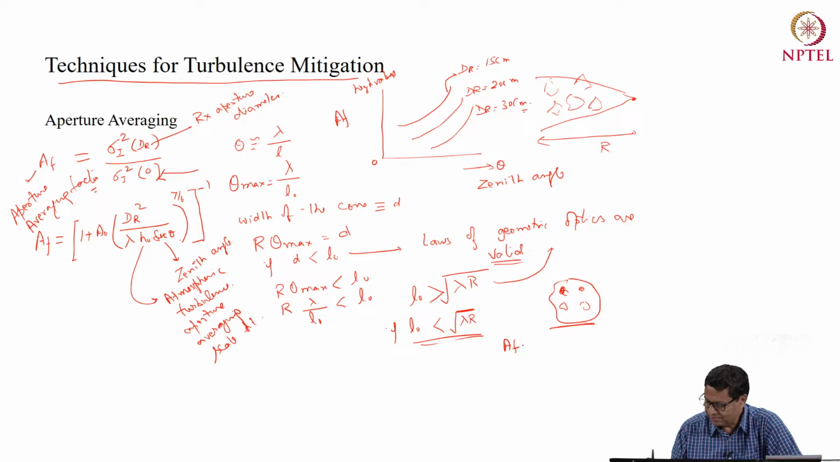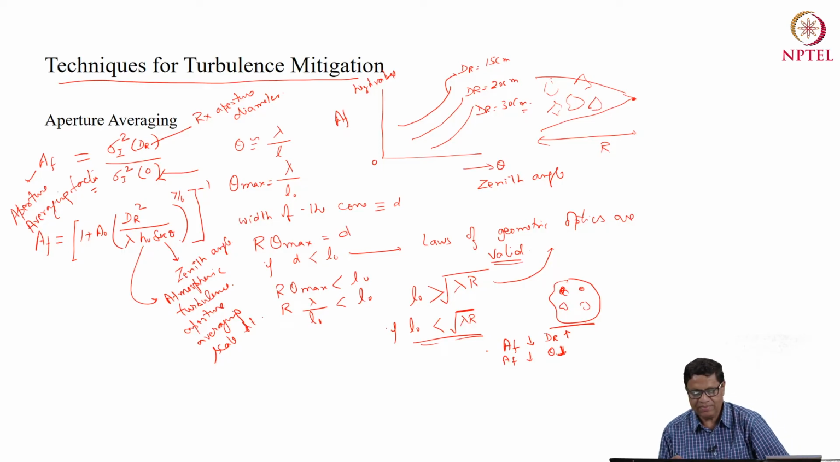So to get AF to decrease, there are two possibilities. One is that dr should be increased, that is, the receive aperture diameter should be increased, or the theta, the zenith angle, which is the slant angle the beam makes with the normal, should be decreased. So these are the two possibilities. By increasing the receiver aperture and decreasing the zenith angle, we make the AF value as low as possible. So this is in brief how turbulence mitigation can be done using aperture averaging.